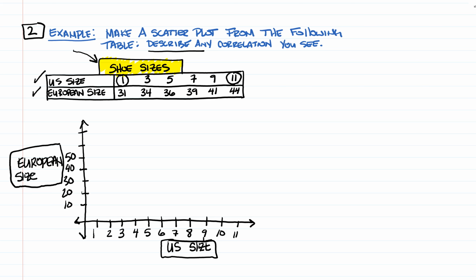That's considered a range, sort of, for US sizes. So I'm going to go from 1 to 11 on that scale. And then European sizes, it goes from 31 to 44. So I have to somehow make sure I fit 31 and 44 into my scale here. I used 10, 20, 30, 40, and 50. Probably should have used something a little bit more from the 30s, but it's still close enough.